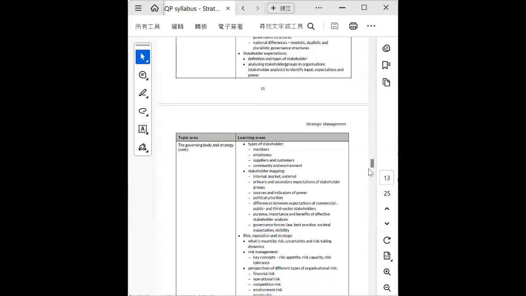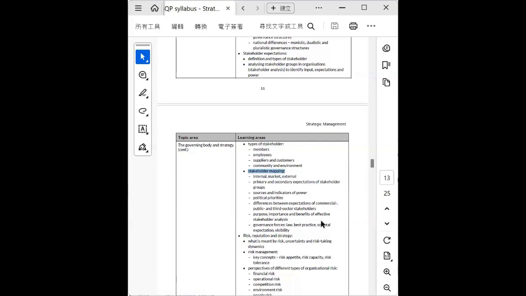Stakeholders' expectations mainly defines stakeholders. Who are they? The different types of stakeholders. I just rushed through this one very quickly. I think that's not too difficult for most of you. You know who the stakeholders are. You know what stakeholder mapping is. It is introduced as a method for categorizing the stakeholders into internal, market, and external groups.